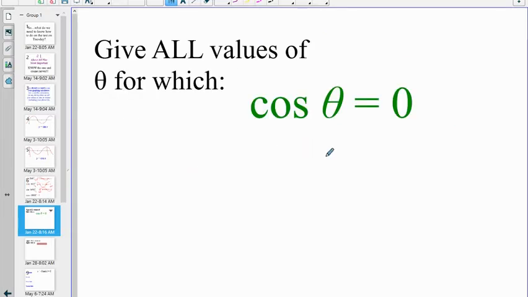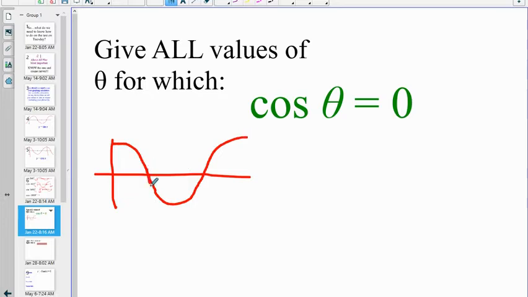And then similarly, if I say give all the values of theta for which cosine of theta equals 0, I am not going to be mad at all if you go back to the unit circle and you're thinking in terms of the unit circle, because that's also an important skill in this class. But the intention for us in this chapter is to say between 0 and 2 pi for this one. Let's switch over into radian mode.